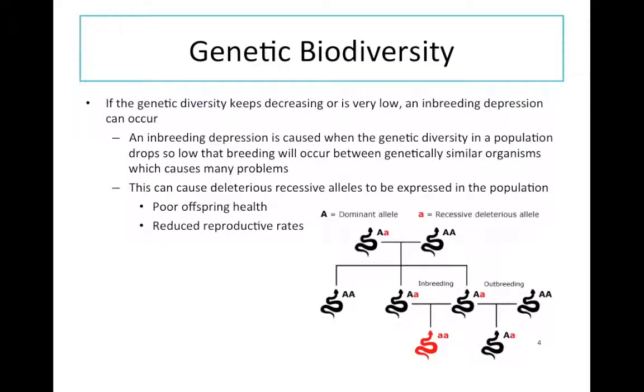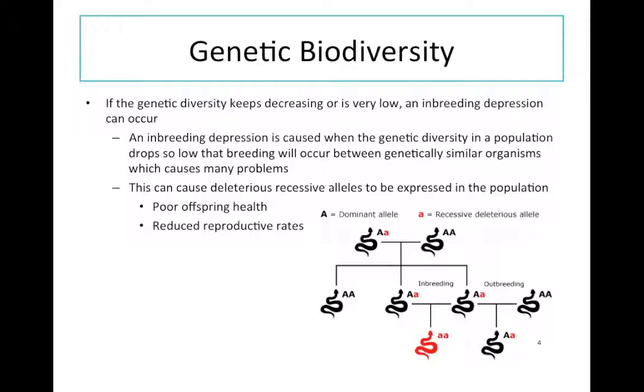Now, if genetic diversity keeps decreasing or is very low, an inbreeding depression can occur. An inbreeding depression is caused when the genetic diversity in a population drops so low that breeding will occur between genetically similar organisms, and this can cause lots of problems. For instance, this may cause deleterious recessive alleles to be expressed within a population, which can obviously cause poor offspring health or reduced reproductive rates. So the image on the right hand side is a great example.